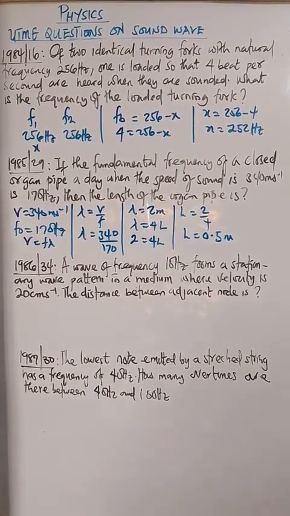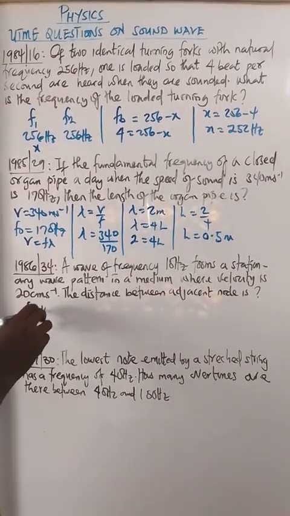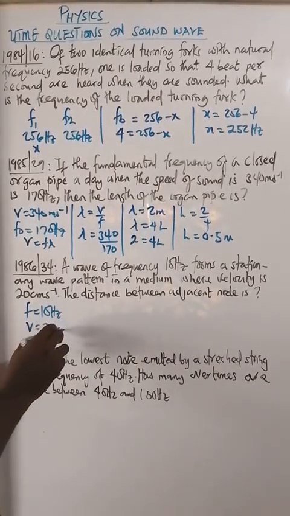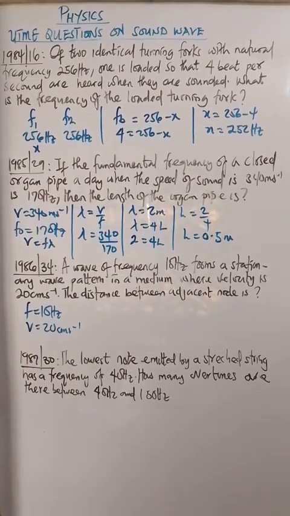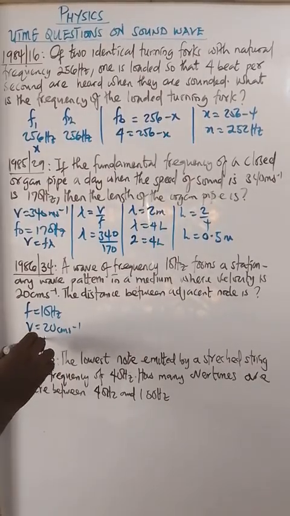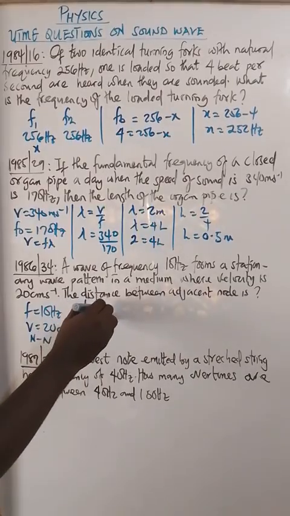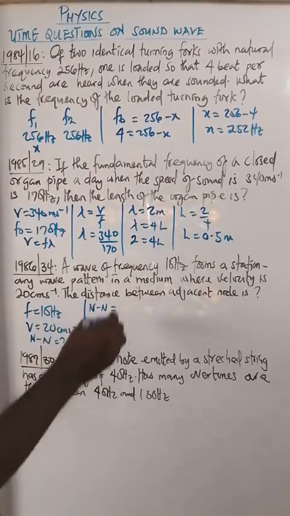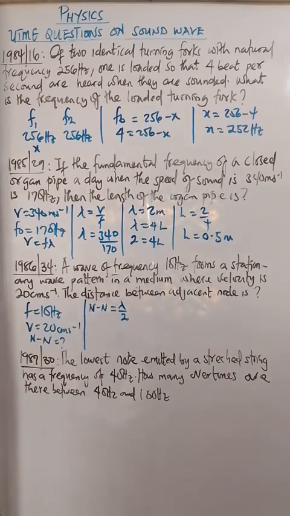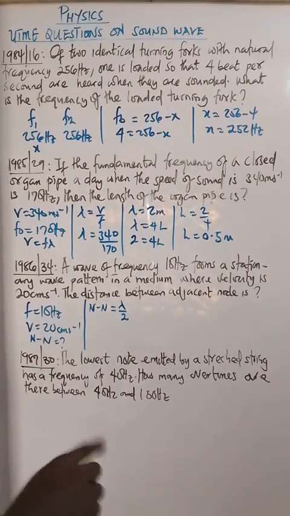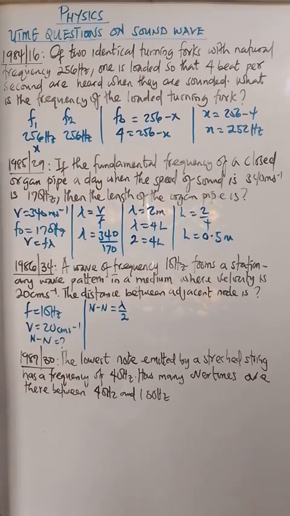Next, a wave of frequency 10 Hz forms a stationary wave pattern in a medium where the velocity is 20 centimeters per second. The distance between adjacent nodes is, we are looking for node distance. And if we check stationary waves, the distance between two successive nodes or two successive antinodes is half of the wavelength, lambda over 2. Node to node, lambda over 2. Antinode to antinode, lambda over 2. Node to antinode, lambda over 4. Crest to crest, lambda, that's wavelength. Trough to trough, wavelength.